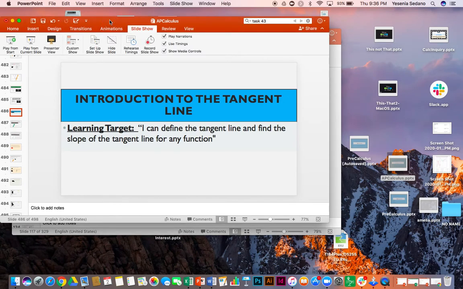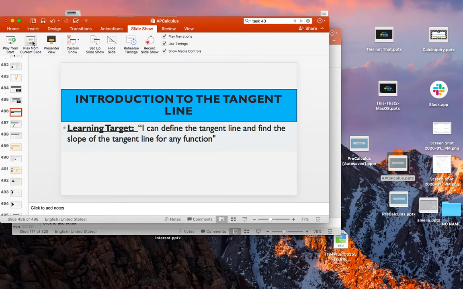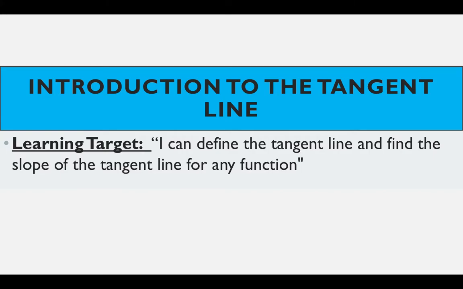Alright, so introduction to the tangent line. So far, you've had experience finding the secant line, which can be a good approximation to the tangent line, but it's not precisely exact. So our learning target today is I can define the tangent line and find the slope of the tangent line for any function.